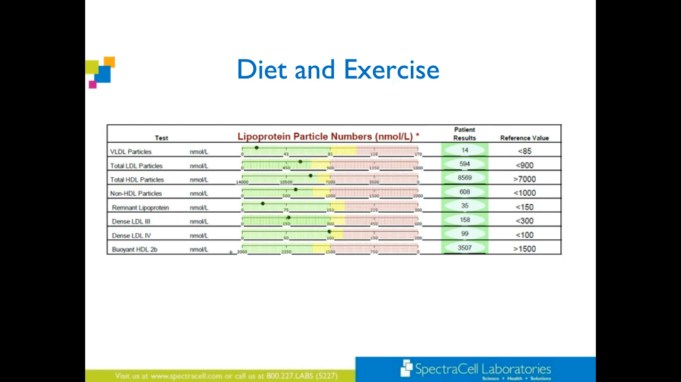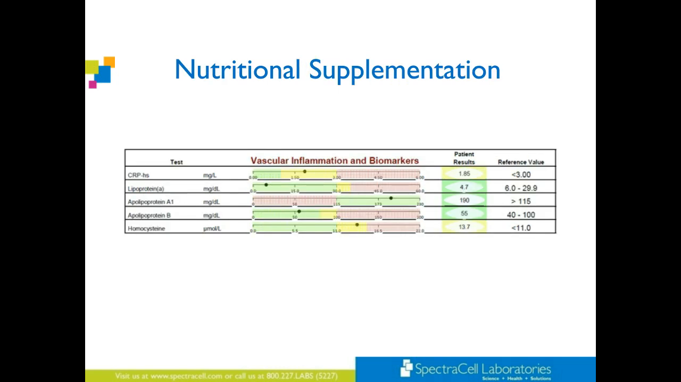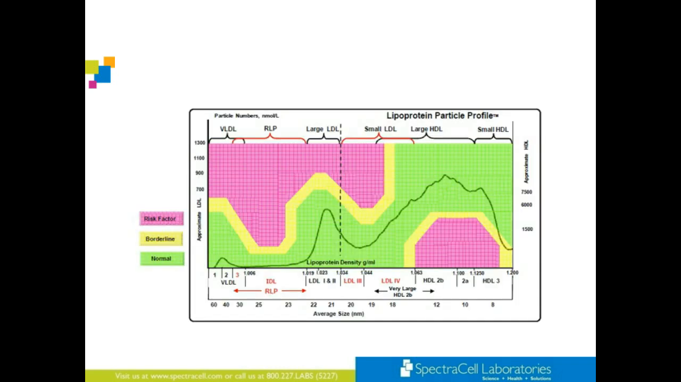In addition, you get the CRP, you get the lipoprotein A and apolipoprotein A1 and B, and also the homocysteine. So you can see that there are numerous markers noted on this. And then, of course, from the diabetic standpoint, you get the C-peptide, you get the HbA1c, you get the insulin levels, and some other markers as well.